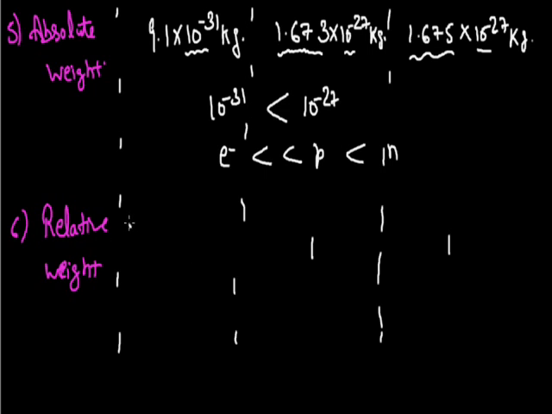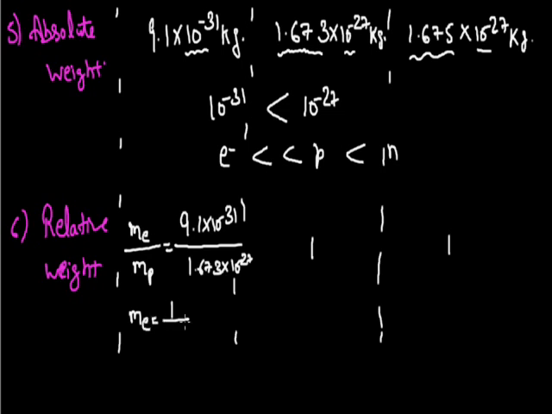Now, if I take the weight of the electron and compare this with the weight of the proton, then the value will be 9.1 × 10⁻³¹ divided by 1.673 × 10⁻²⁷. If we solve this, then we will find that the weight of the electron is approximately 1/1837 times lesser as compared to the weight of the proton. So that is the relative weight for the electron. It is 1/1837. The relative weight for proton and neutron is approximately equal, and it is given as 1. So this is for the relative weight.